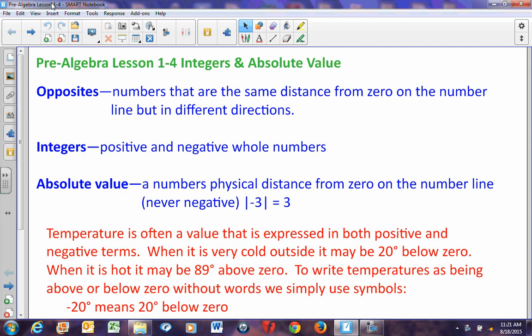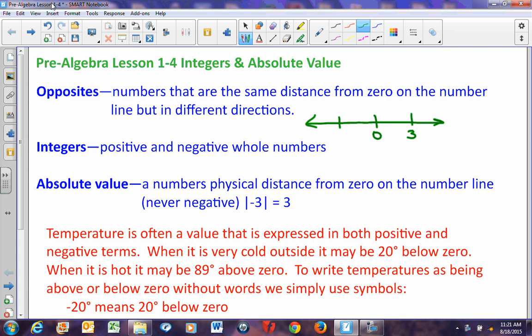For example, if I have a number line here, and this is 0, let's say this is positive 3 and this is negative 3. These two numbers are opposites because positive 3 is to the right 3 units on the number line and negative 3 is to the left 3 units on the number line. So they are opposites. Integers are positive and negative whole numbers. No fractions, no decimals.